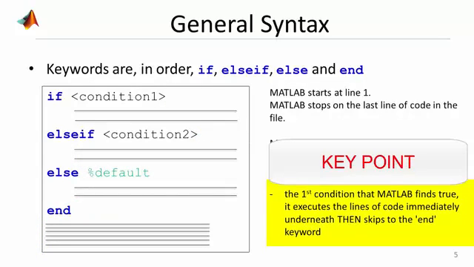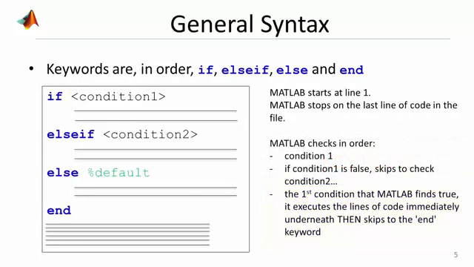The very first condition that MATLAB finds true, it executes those lines. By mistake, we could have coded multiple conditions that are true, but MATLAB does not check every condition. It is important to remember that the very first one that is true will execute that portion of the code and skip to the END. MATLAB will not check further conditions. And it continues.